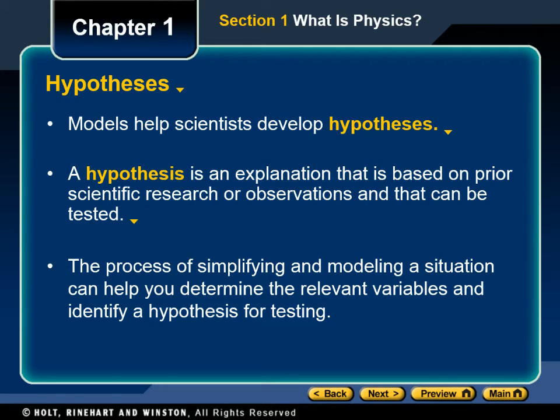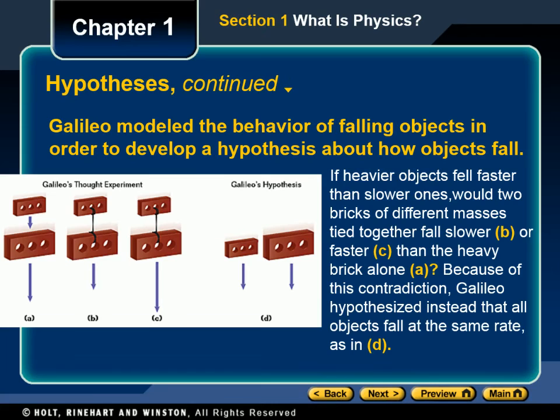Models can help build hypotheses. A scientific hypothesis is a reasonable explanation for observations, one that can be tested with additional experiments. The purpose of simplifying and modeling a situation can help you determine the relevant variables and identify a hypothesis for testing. Consider the example of Galileo's thought experiment, in which he modeled the behavior of falling objects in order to develop a hypothesis about how objects fell.